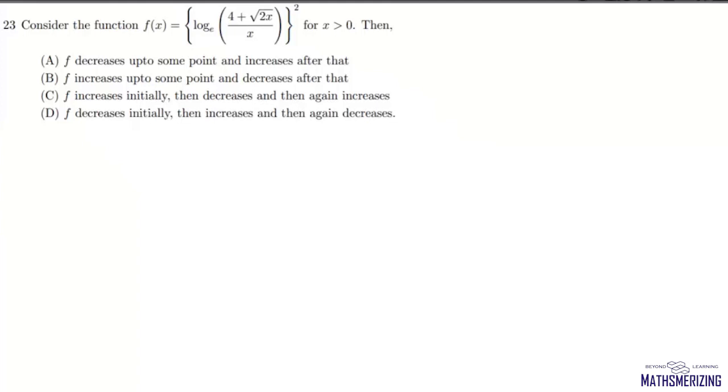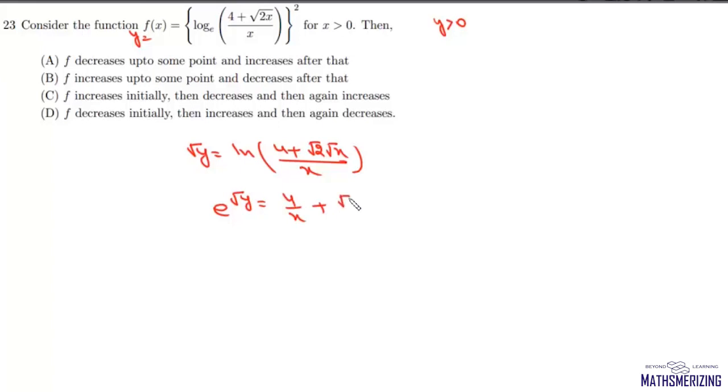Now question number 23 is, consider this function for x greater than 0. Then we need to find monotonicity of this function. Now what we'll do is, we'll take this as y, and y is greater than 0. Now we can write this as under root y equals log of (4 plus root 2 into root x) upon x. Now we'll take this antilog. We'll write e to the power under root y as 4 upon x plus root 2 x to the power minus 1 by 2.